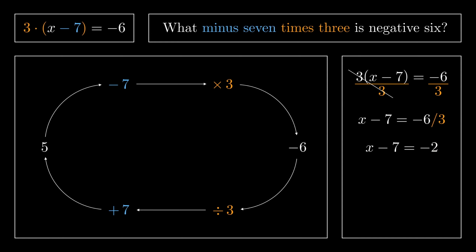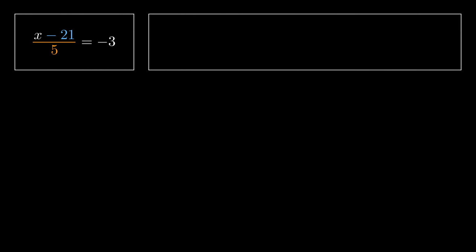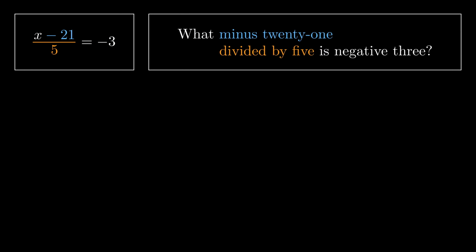All right, the second thing we did there was add 7 to both sides, cancel out the 7's on the left, bring everything down, evaluate -2 plus 7 is 5, and that right there is the answer. Example 3 here has subtraction and division. Anytime you have a fraction bar like that, that implies division. So the question we are trying to answer is, what minus 21 divided by 5 is -3?